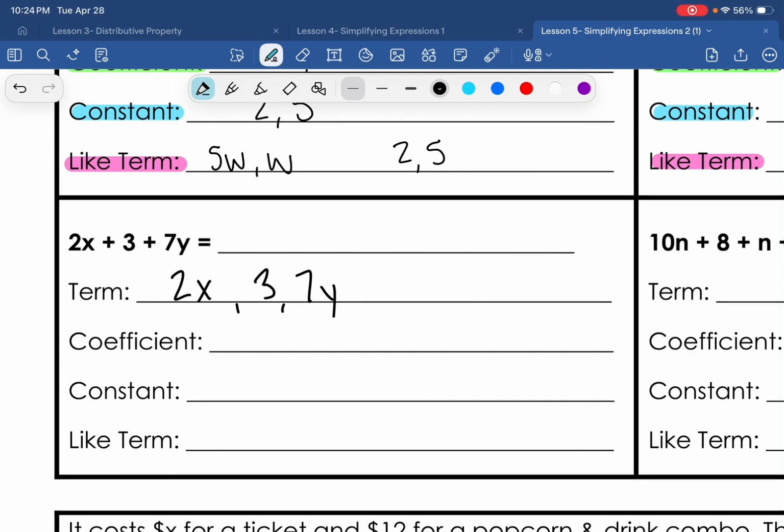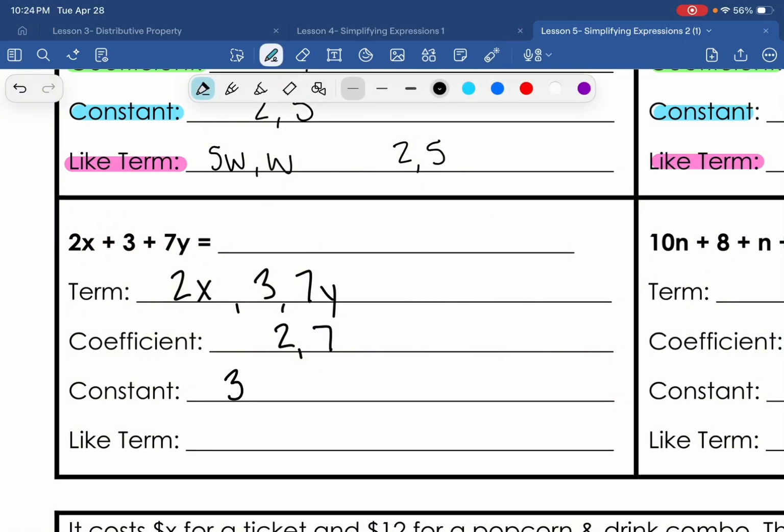All right, coefficients are the numbers in front of a variable. And it looks like I have 2 and 7, because 2 is being multiplied by the x and 7 by the y. Constants are numbers by themselves. Looks like I only have 3.